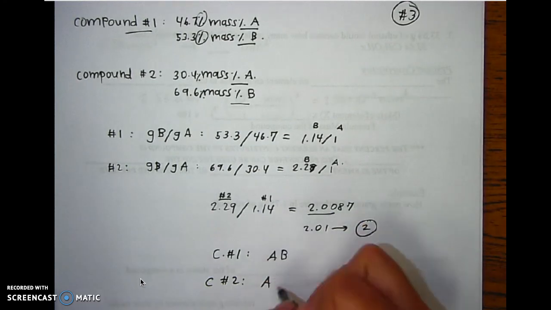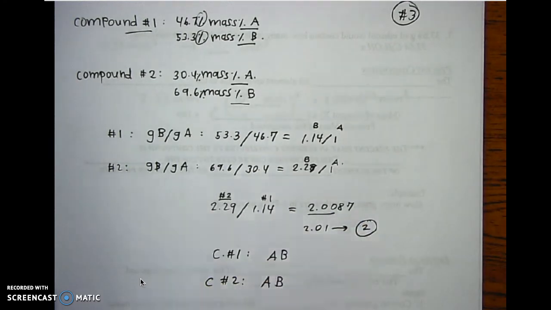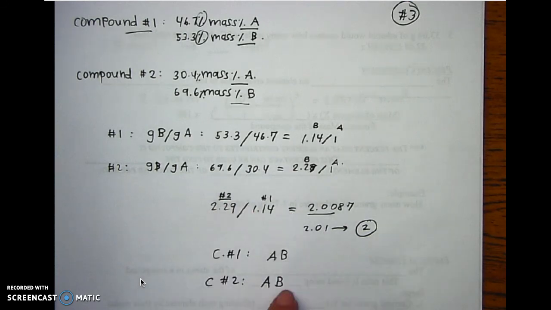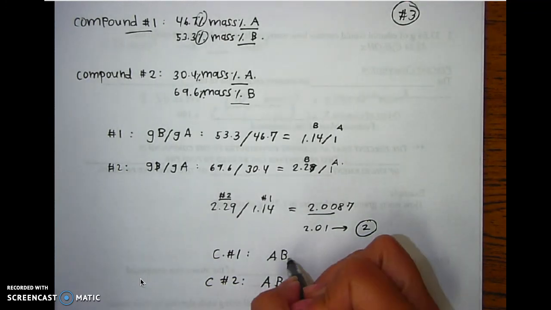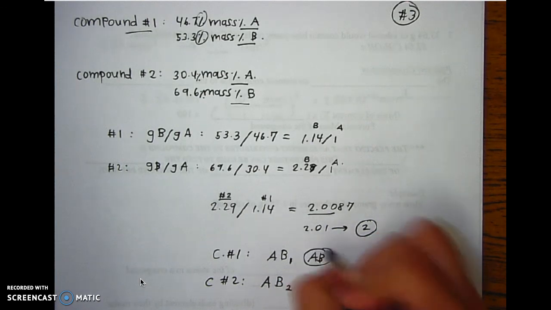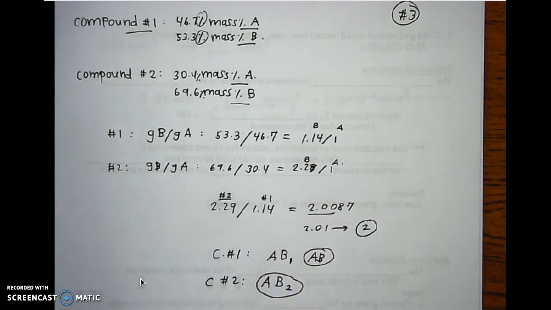The first one, you're always going to have 1 of each. And then I want to know how many of the B's I have in each compound. Now, when I divided it, I did 2 over 1. So I know that for compound 2, I'm going to have 2 B's. And then for compound number 1, I have a 1, or just, you're probably going to write it out like AB and AB2, and then you're done.